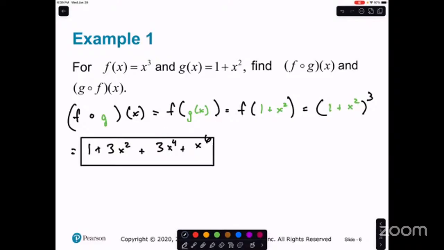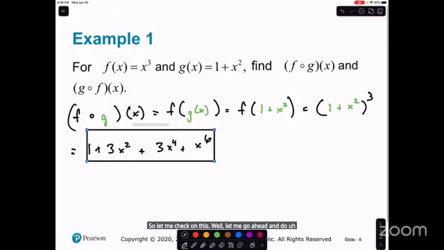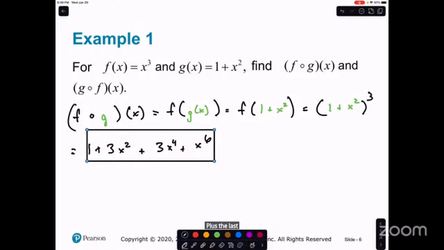So let me check on this. Well, let me go ahead and do the second one. So again, we're just cubing. I think the shortcut for cubed is the first term cubed, and then 3ab squared plus 3a squared b plus the last term cubed. I think that's the shortcut for cubing something.